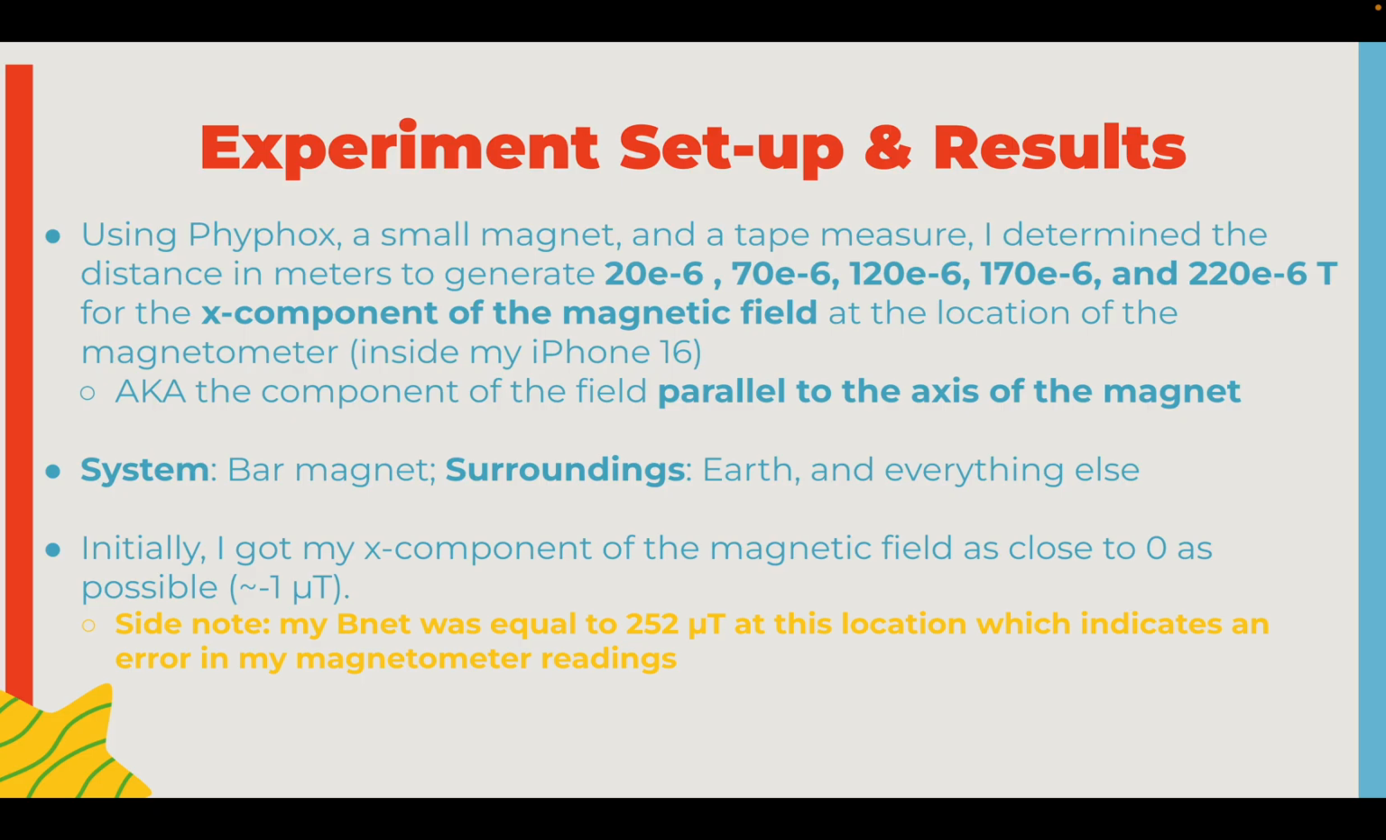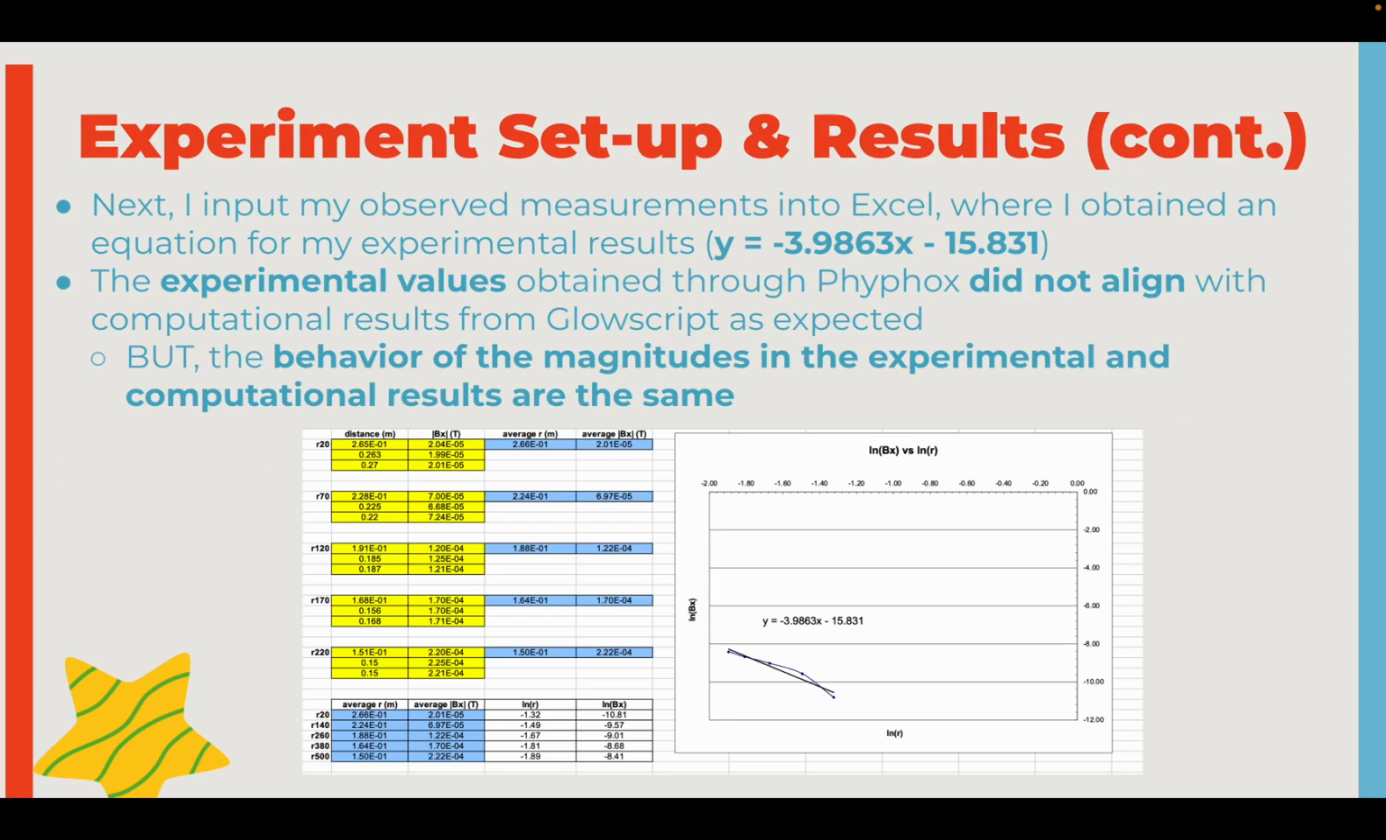My system is a bar magnet, surroundings, Earth, and everything else. And for my initial conditions, I tried to get my x component of the magnetic field, Bx, as close to 0 as possible. And it was about -1 microteslas. And just a side note, there is some error included in my data because my BNet at this initial point was equal to 252 microteslas. And that indicates that there's an error in my magnetometer readings because my BNet was due to my Bz. It's not supposed to be that high, but let's move on.